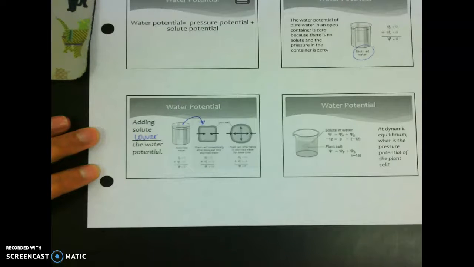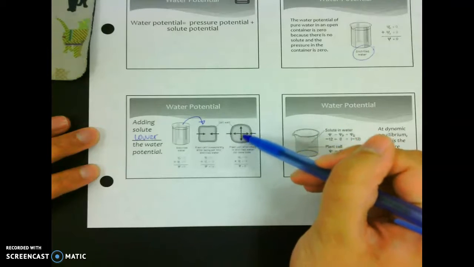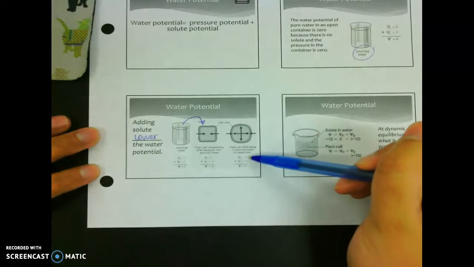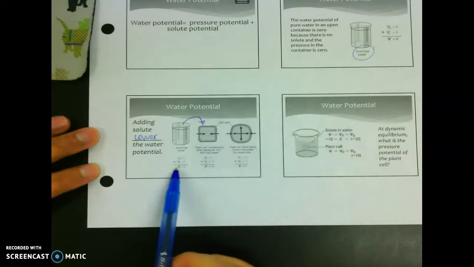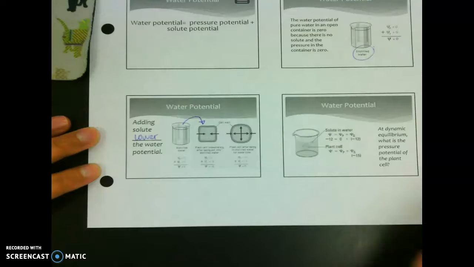Now, as the water moves into the cell, we're going to start to get this turgor pressure against the inner cell wall, and that is going to raise our pressure potential to a +2. We have a +2 pressure potential, a -2 solute potential, and that gives us a grand total of 0. So if our beaker of distilled water has a water potential of 0, and our plant cell also has a water potential of 0, water is going to move back and forth at the same rate. And that's what we call dynamic equilibrium.